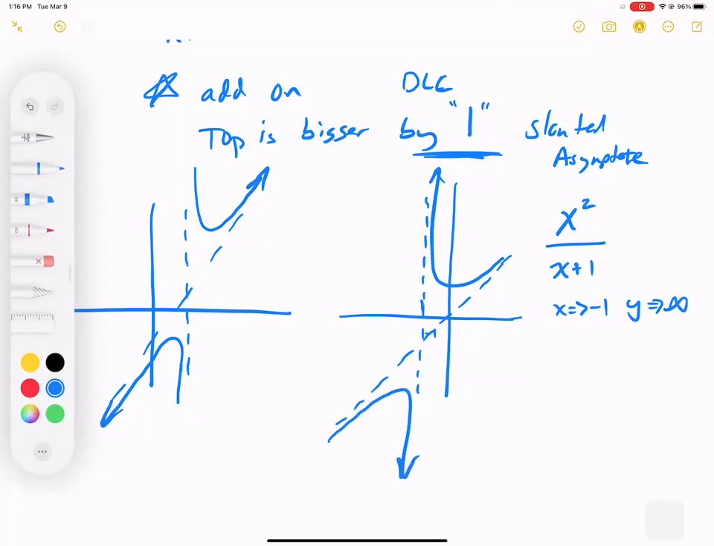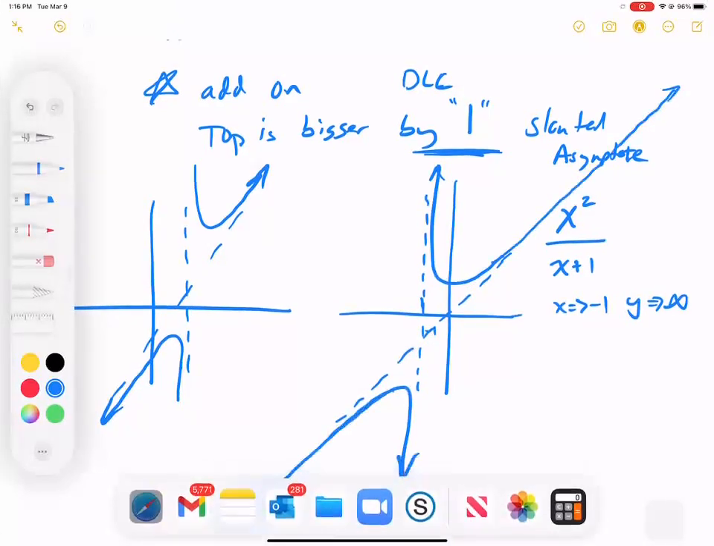And what happens to this graph? This graph follows this slanted line forever. It follows this slanted line forever. Now let's go ahead and graph this graph here. X squared divided by x plus 1. And let's take a look at Desmos and see what that tells us what this graph looks like.